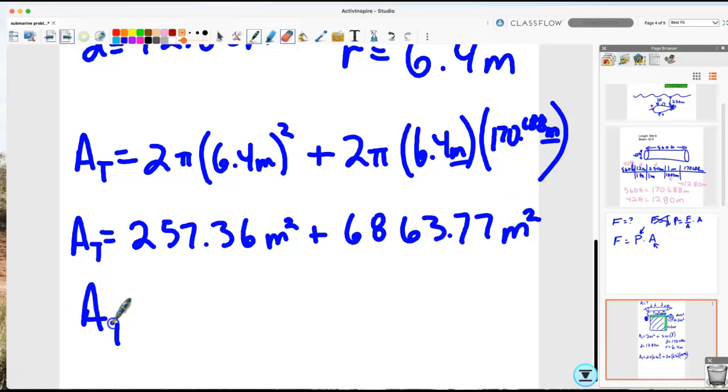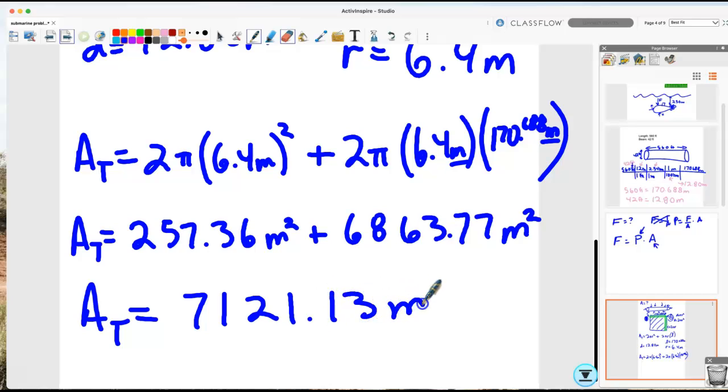So now the area of my submarine is, we just add those two together. 257.36 plus 6,863.77. And that's going to come out to be 7121.13 meters squared. So now I've got my area. So that's the area of the submarine.